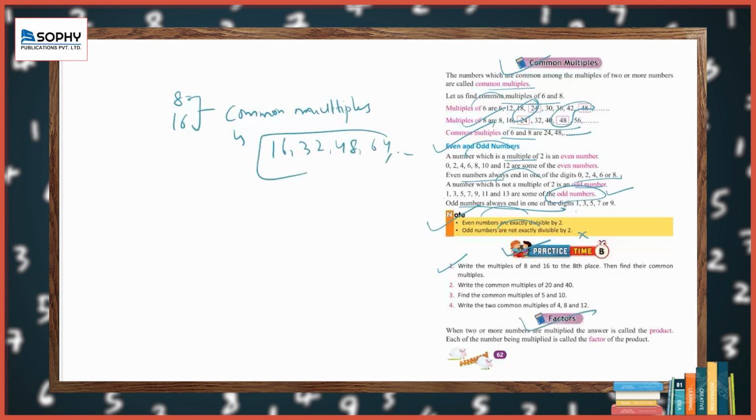Now let's look at factors. When two or more numbers are multiplied, the answer is always a product. Each of the numbers being multiplied is called a factor of the product.